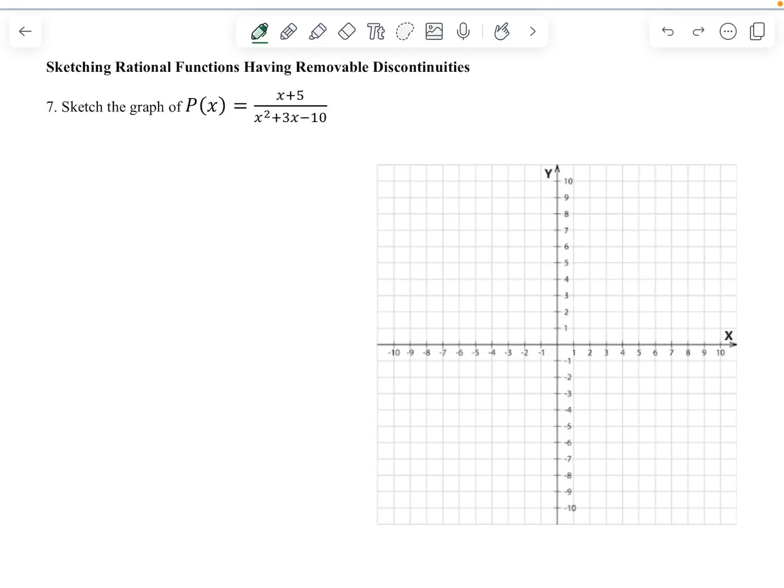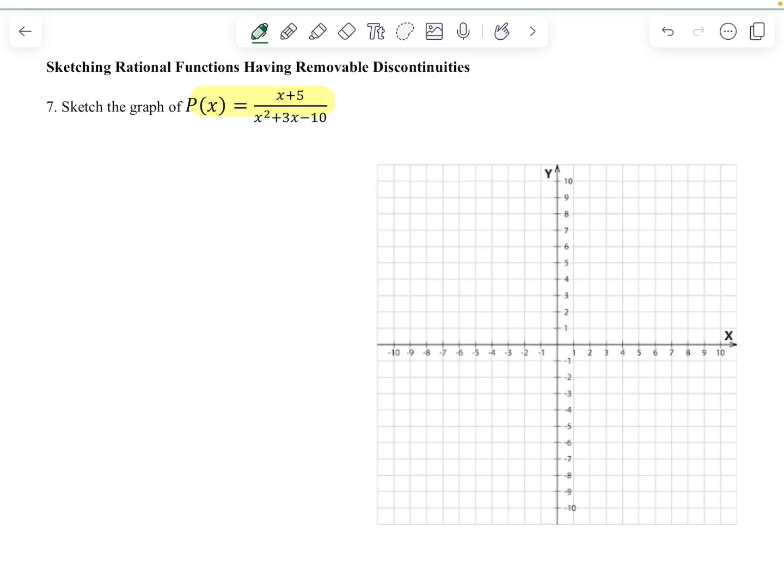Hello class, in this video I'll be showing you how to sketch the graph of a rational function containing a removable discontinuity. Let's begin. Sketch the graph of p of x is equal to (x + 5) divided by (x squared + 3x - 10).